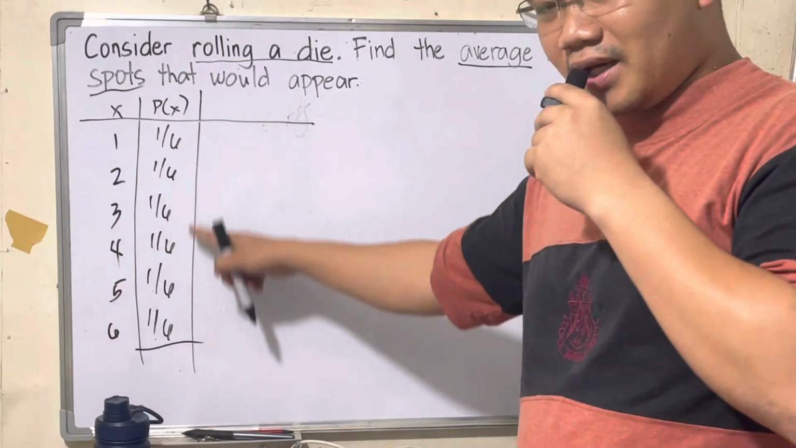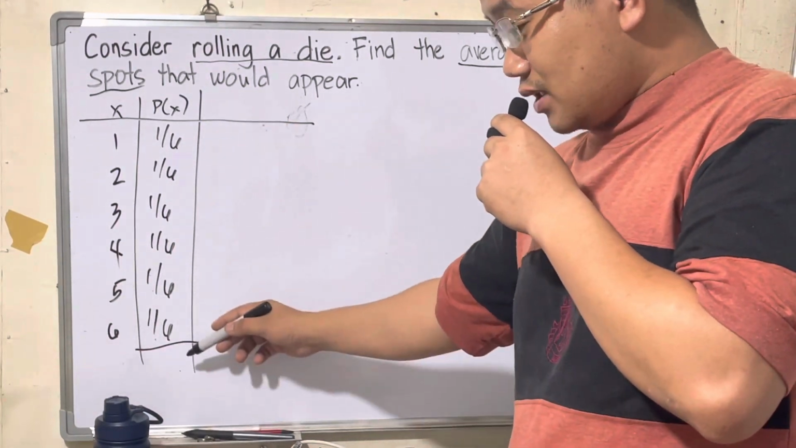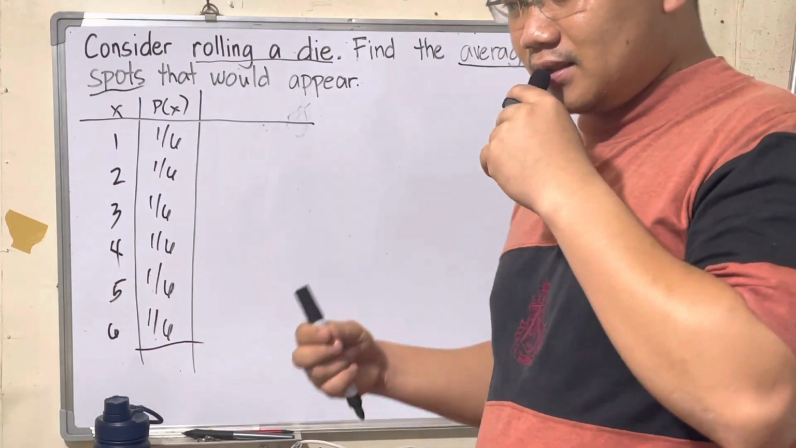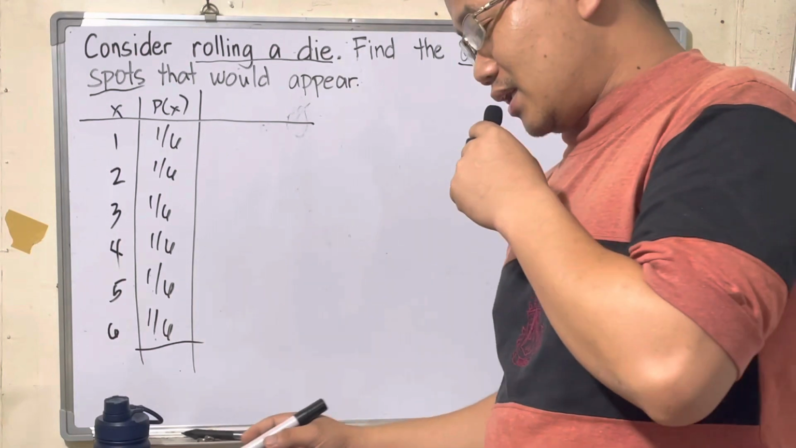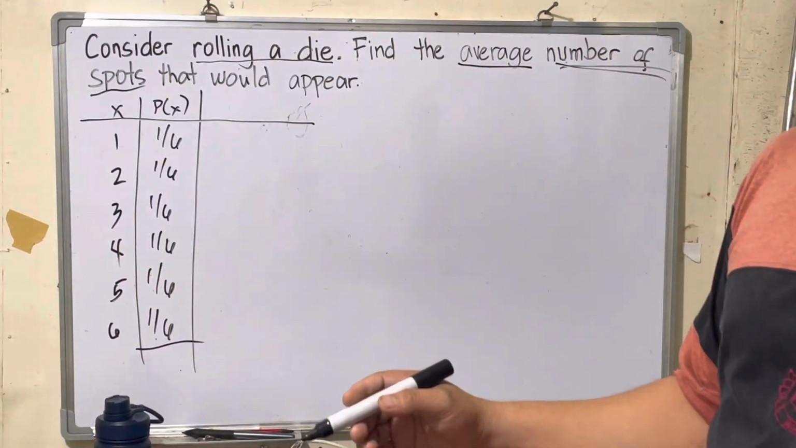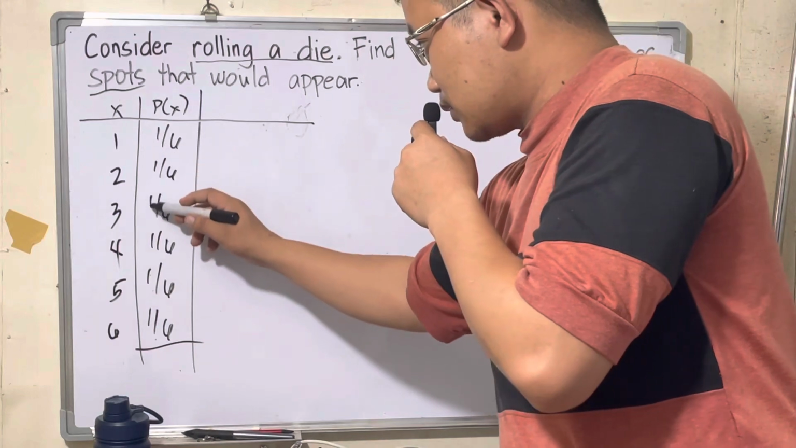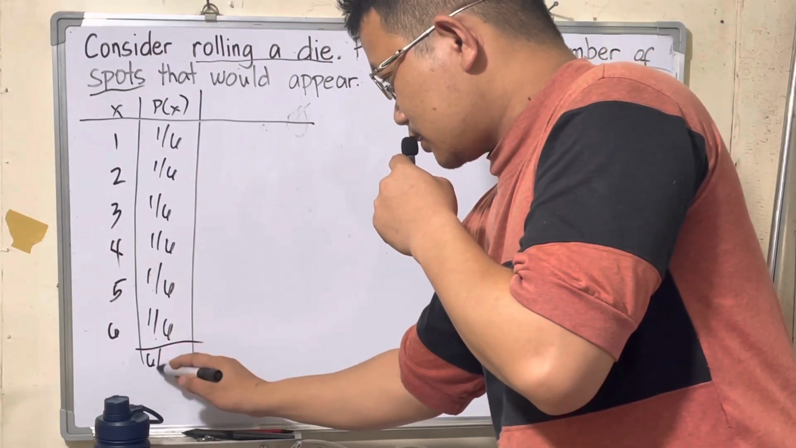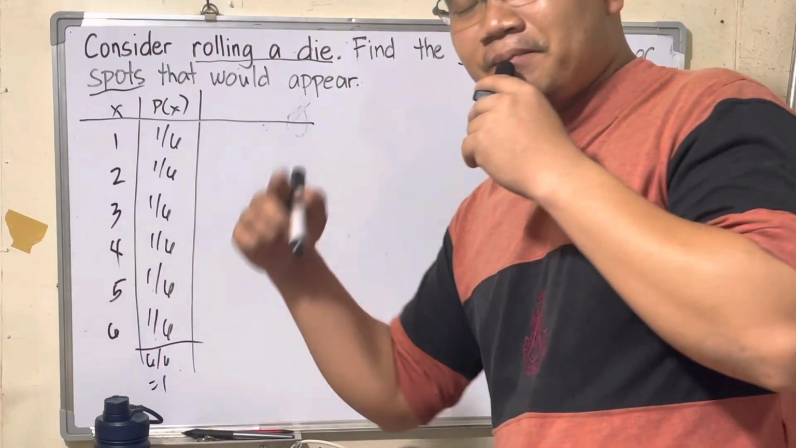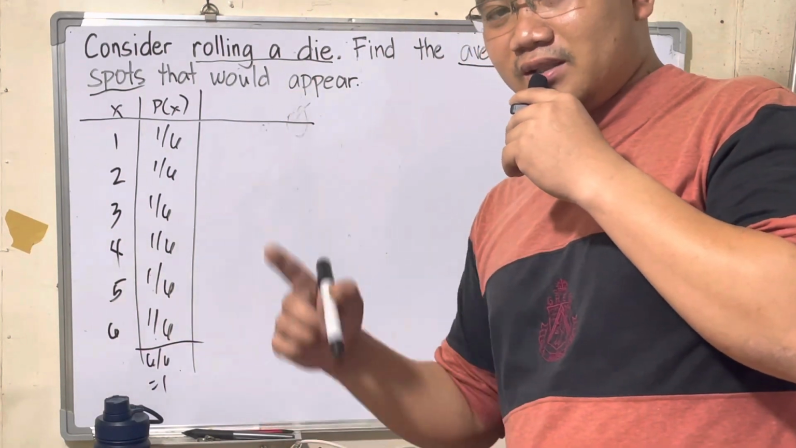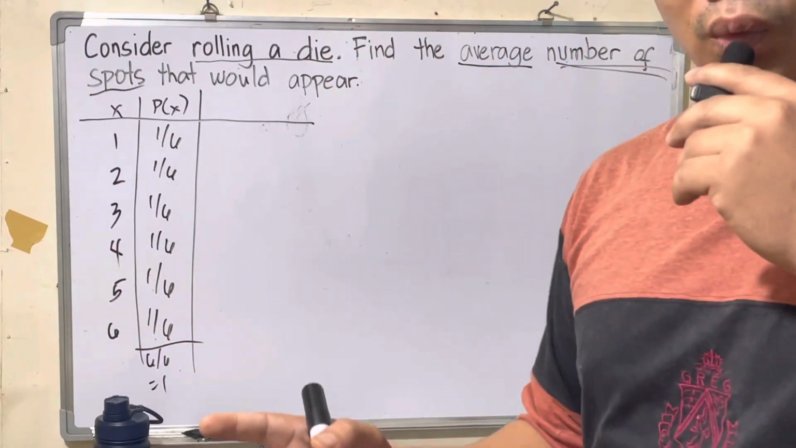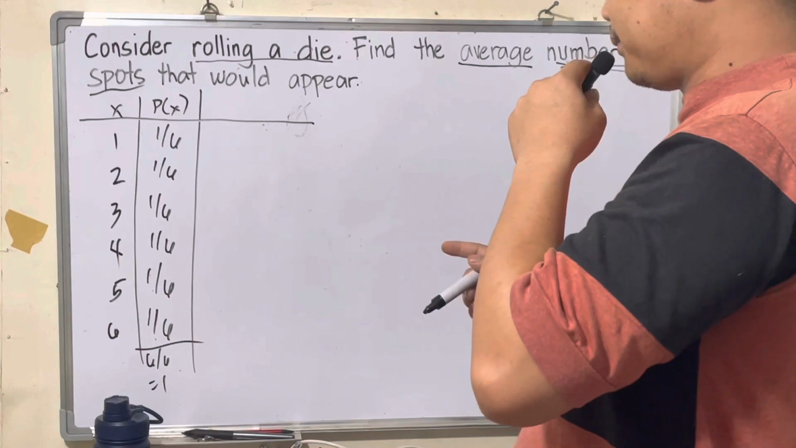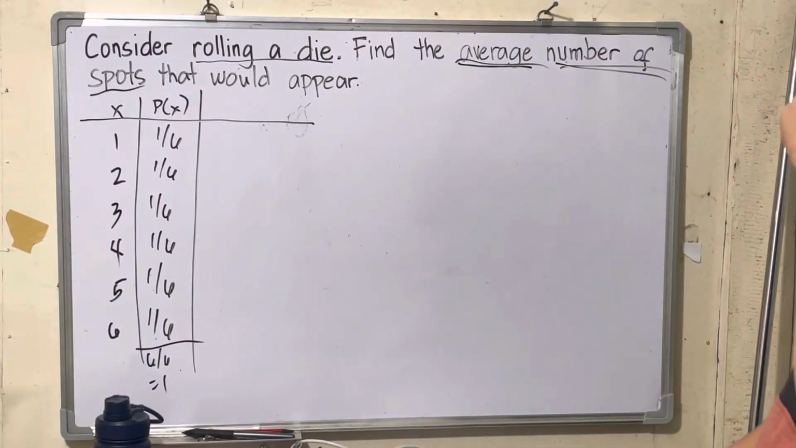So for example, in this case, lahat ng denominator is 6. If we add fractions with the same denominator, add only the numerator and copy the denominator. So that is 1 plus 1 plus 1 plus 1 plus 1 plus 1, that is 6 over 6, or that is 1. So that is the property of the probability distribution, that the sum of all corresponding probabilities is always equal to positive 1.